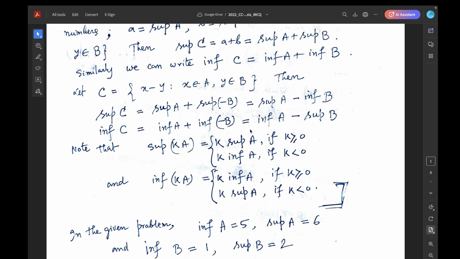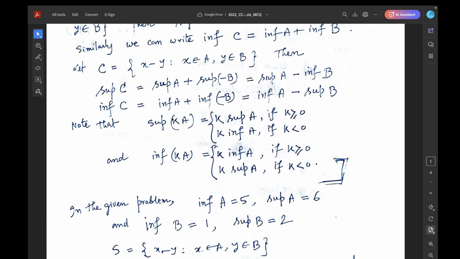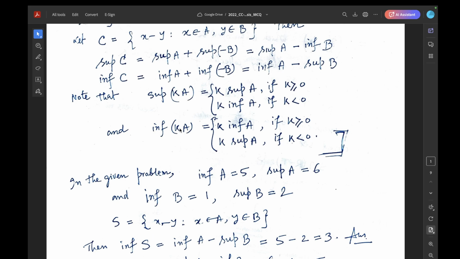supremum of B. Note that supremum of k times the set A, where k is some real number, equals k times supremum of A if k is greater than or equal to 0, and equals k times infimum of A if k is less than 0. And infimum of kA is equal to k times infimum of A if k is greater than or equal to 0, and is equal to k times supremum of A if k is less than 0.